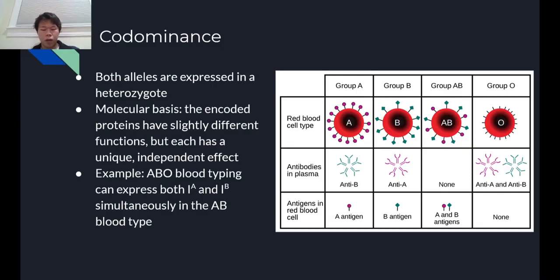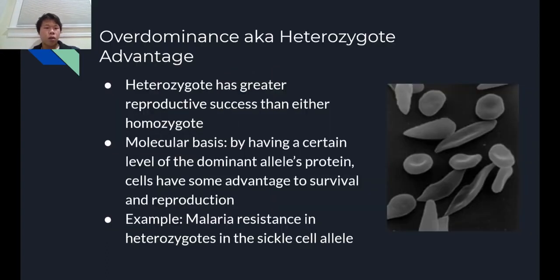There's more, like the rhesus factor, but that's for another day. So there's also some problems that we have nowadays that are a result of this overdominance. In this case, heterozygote advantage is where the heterozygote, so if you have one of each type of allele, is better off at surviving and reproducing than either homozygote.